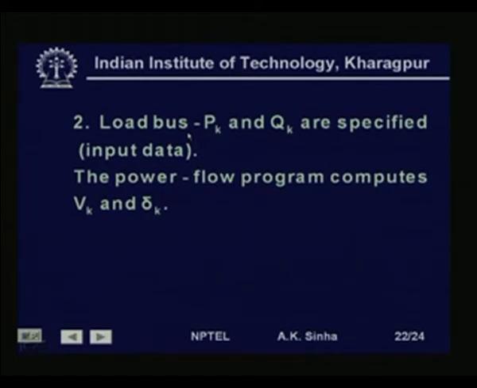Then the other type of bus bar is a load bus bar, where both real and reactive power are specified. At this bus bar, what are the unknowns? If we know V and delta at this bus bar, we have all the variables. So, here P and Q are specified, that is, real and reactive power injection is specified, and the unknowns at this bus bar are V and delta, the voltage magnitude and its phase angle.